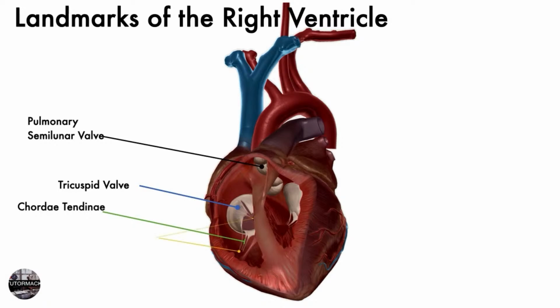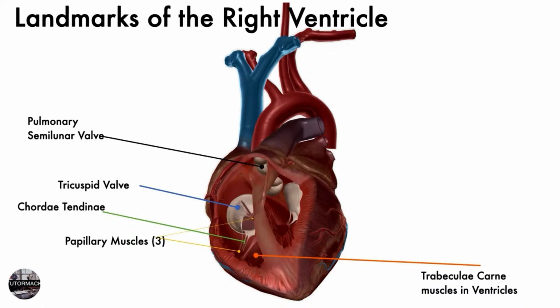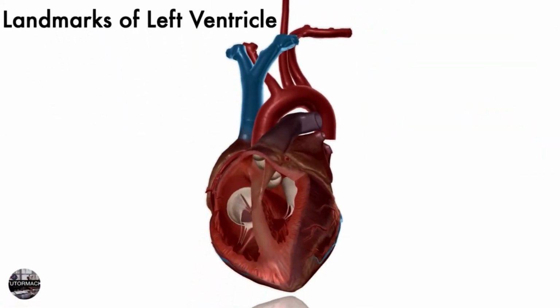What about here? Yeah, we're moving. These structures, papillary muscles. Remember three on the right and two on the left. What's this here? Yeah, trabeculae carneae, muscles in the ventricles. What about here? We're moving. Yeah, interventricular septum. Good. Landmarks of the left ventricle.